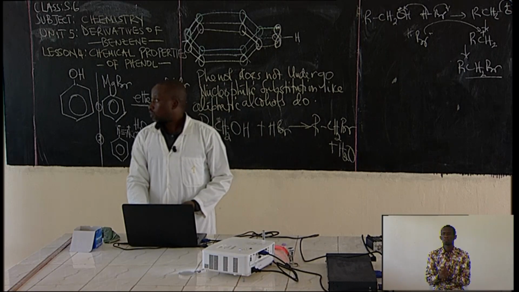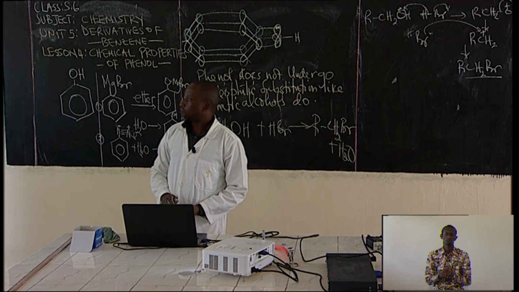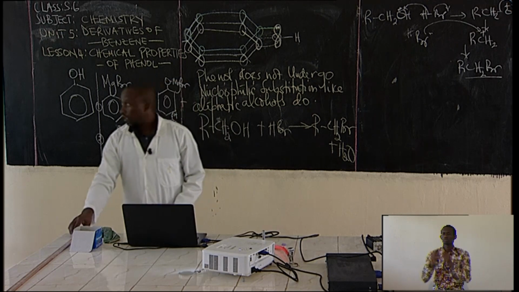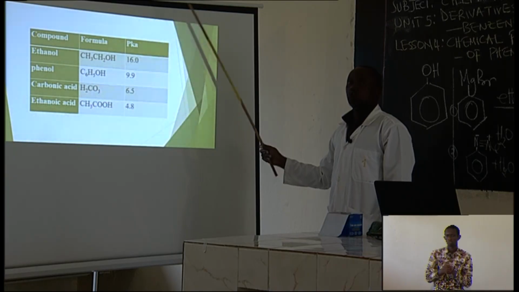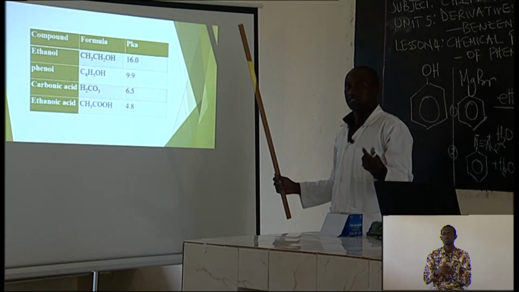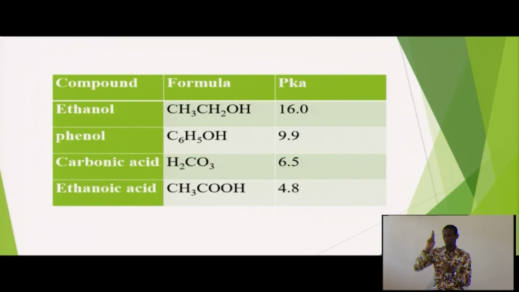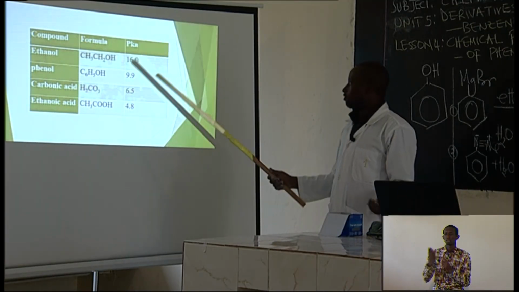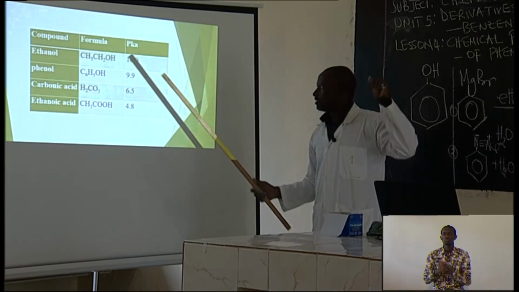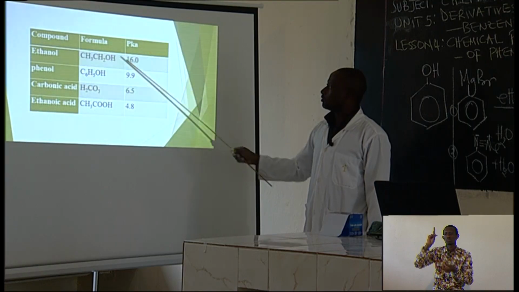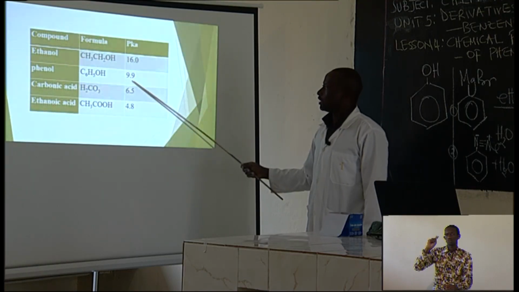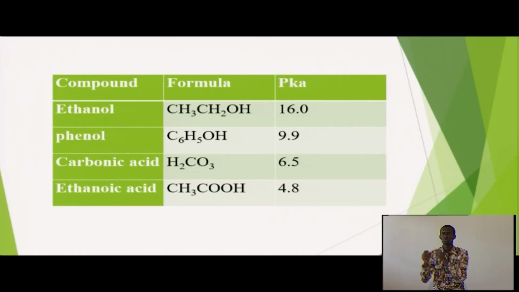This is what I was just trying to explain. So we can talk about the acidity. The acidity is explained by the pKa; these are constant values that explain the strength of the acid. pKa is the negative log of Ka. The higher the value of the pKa, the lower the acidity of that compound. Look at this one. This is ethanol. It has 16. Phenol, 9.9. Carbonic acid, 6.5. Ethanoic acid 4.8.